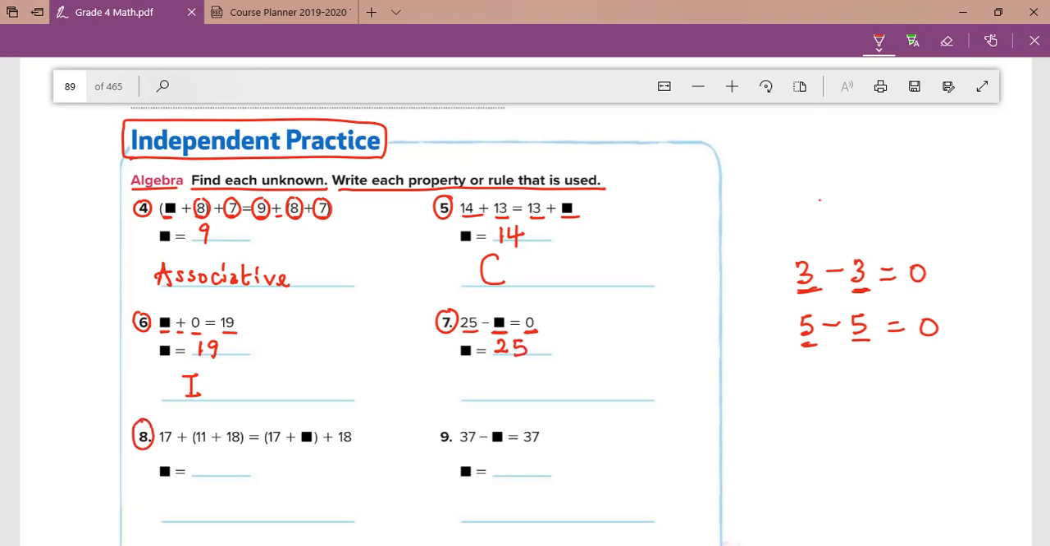Next we have number 8, 17, 17, 18, 18, 11, unknown. So it's going to be 11 to make it balanced. And lastly, let's look at number 9, 39 minus, what are you going to have here to still get the answer as 37? For the numbers to remain the same, 37, 37, so the number must be 0.